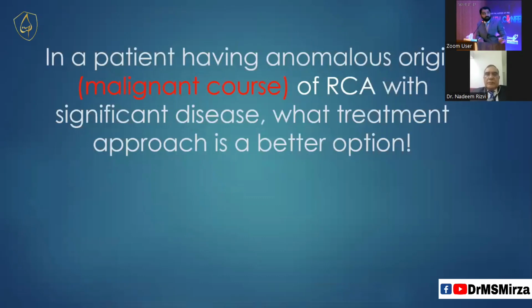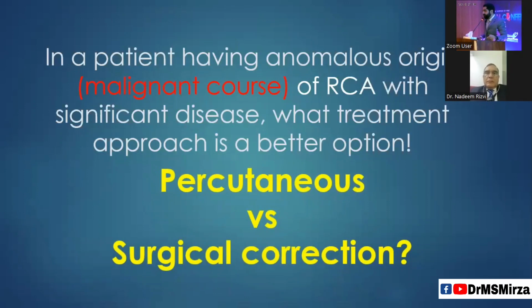Here arises a question. For a patient having anomalous origin of RCA with a malignant course, as in our patient, with significant disease, which treatment approach is a better option, percutaneous or surgical correction? So this was the main thing which I wanted to discuss over here.